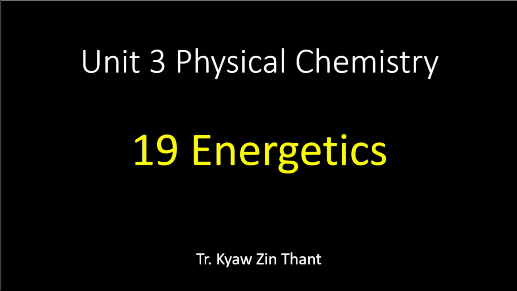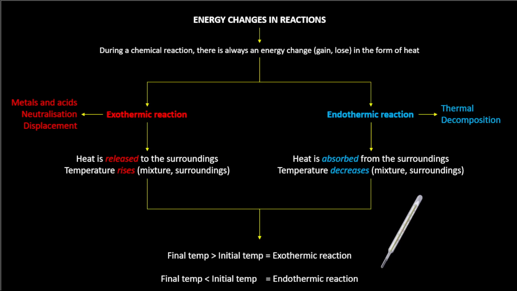Hello guys, welcome back. In today's video, we're going to discuss the very first chapter of physical chemistry, which is energetics. Okay, so within any chemical reaction, there is always an energy change. Energy can either be gained or lost in the form of heat, which means that something can become colder or something can become hotter.